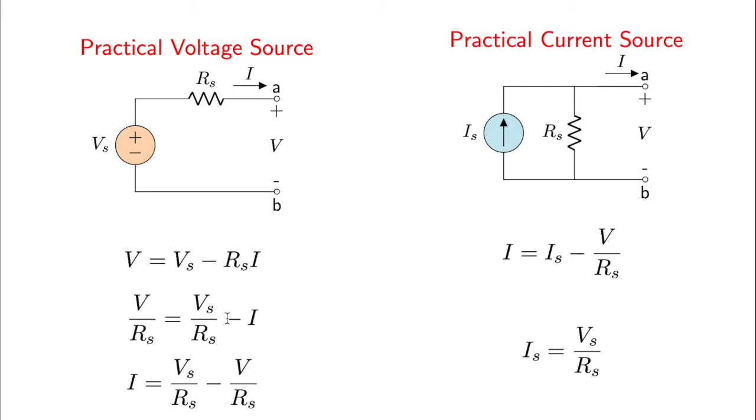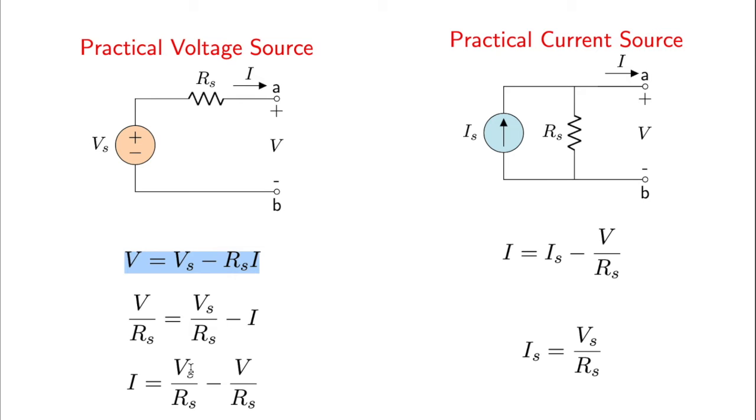Now the two representations, the practical voltage source and the current source, are representations of the actual phenomena. Mathematically, we can transform one of the sources into the analogous representation in the second form. Say, if I look at the voltage source equation, V is equal to Vs minus IRs, and divide this by Rs and rearrange the variables.